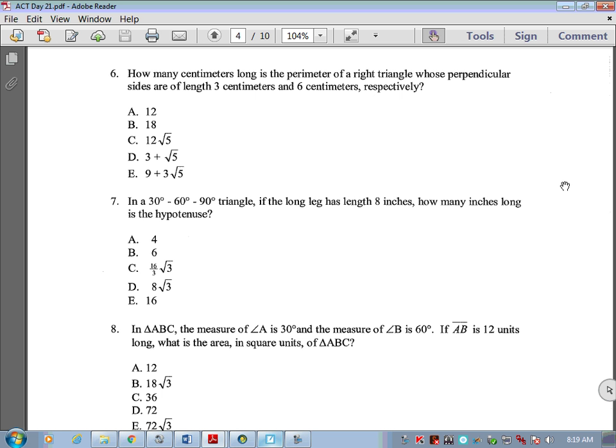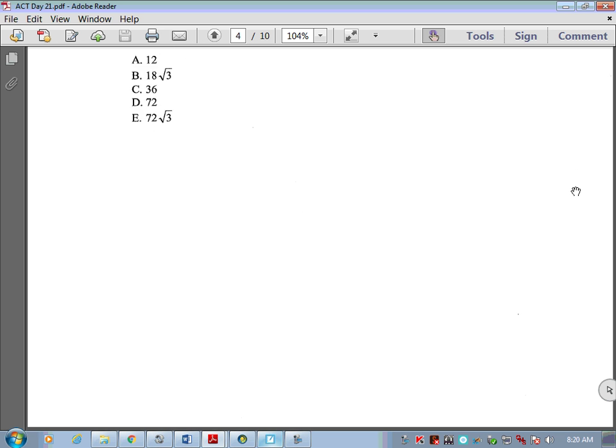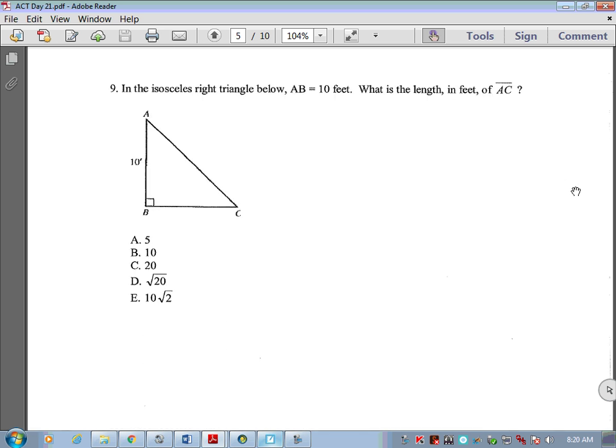7 is 16 thirds times radical 3. 8 is B, 18 radical 3. I don't know if I gave letters on 6 or 7, but that would have been E and C. 9 is E, 10 radical 2.